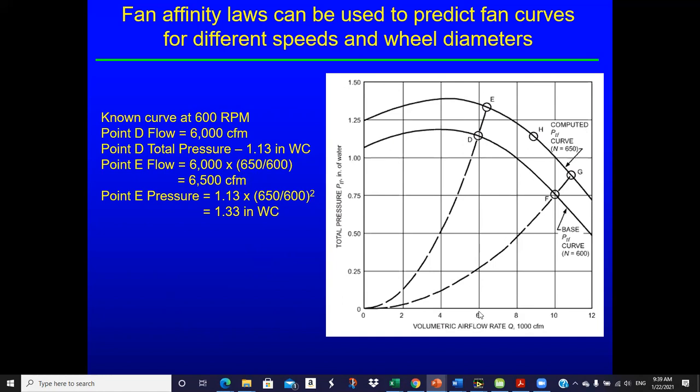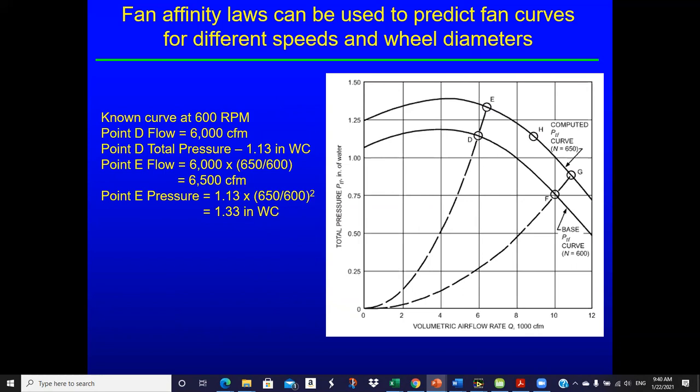So if you look at the initial flow rate was 6,000 CFM, and the pressure is about 1.13 inches of water column. And so then if I speed it up to 650, well, where's this point going to be on the 650 RPM curve? Well, I can calculate that point. I just take the speed ratio of 650 over 600 times the 6,000. And it says, okay, that point is going to move to 6,500 CFM. And the pressure is going to go to the speed ratio squared times the initial pressure, 1.33 inches of water column. So those are the conditions at point E.